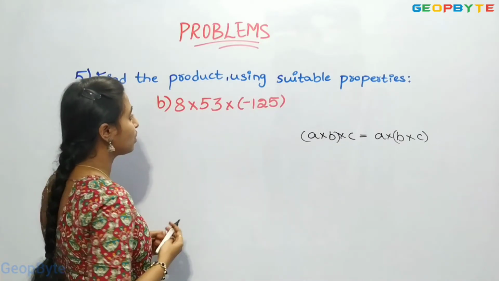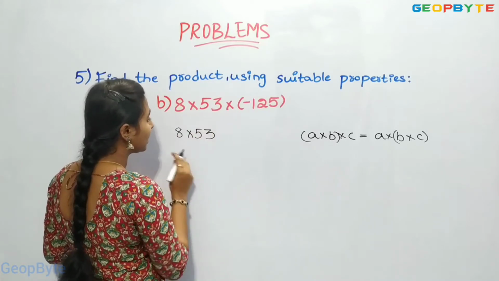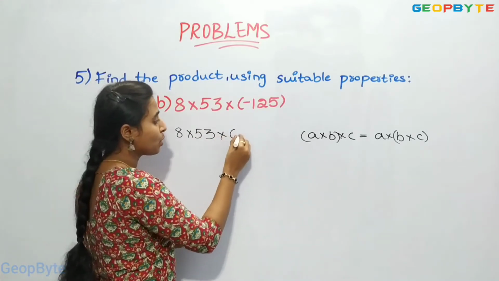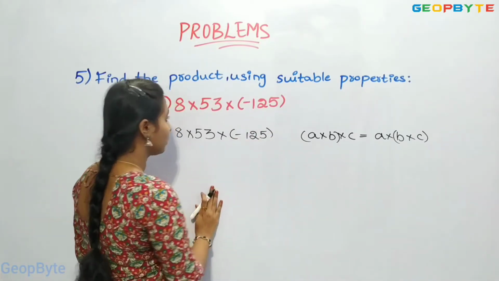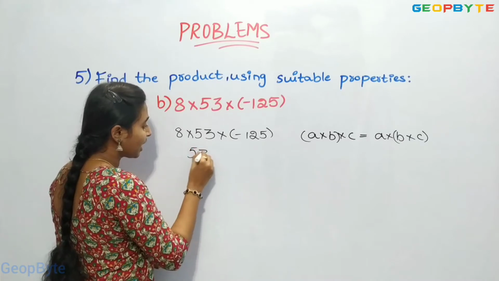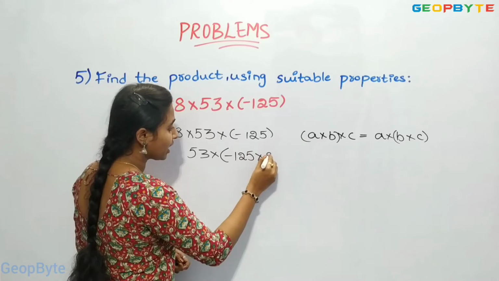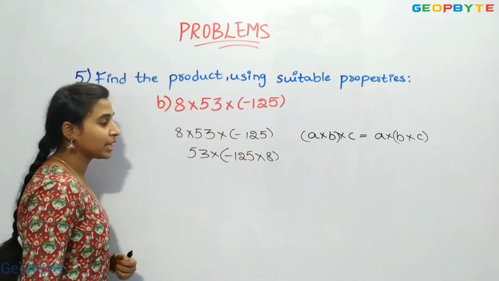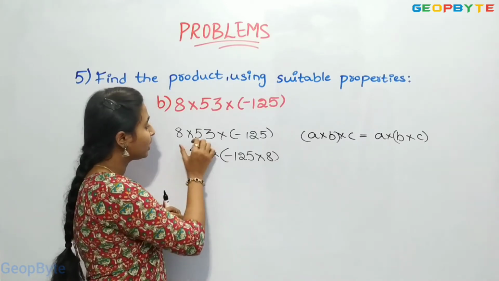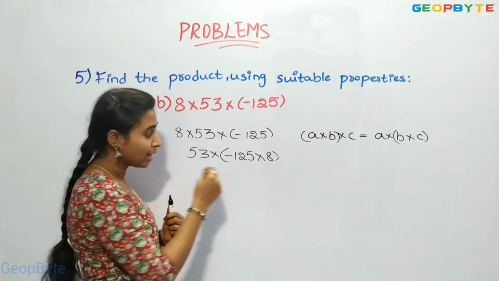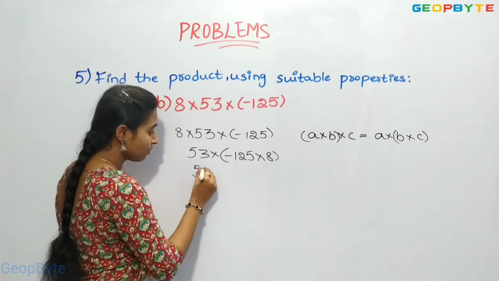Similarly, here also we can write, first let us write the given question, that is 8 into 53 into minus 125. Now here, let us write minus 125 into 8. If we use this property for simple calculation, we can write 53 here and bring this minus 125 and 8 into the bracket. First, let us multiply these two numbers.